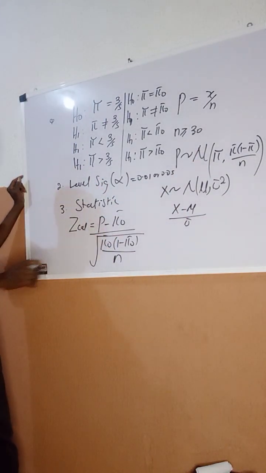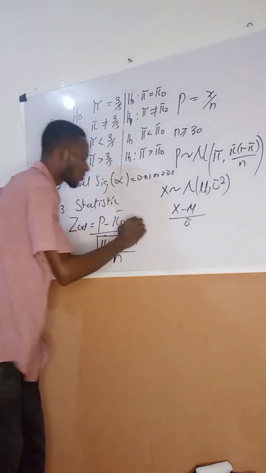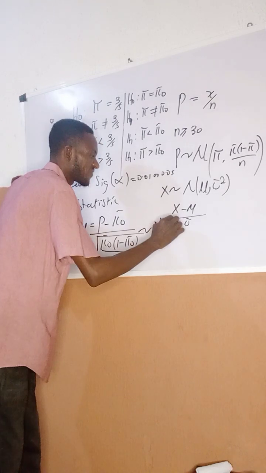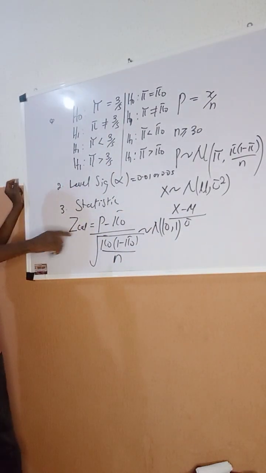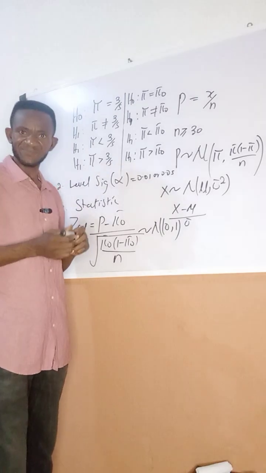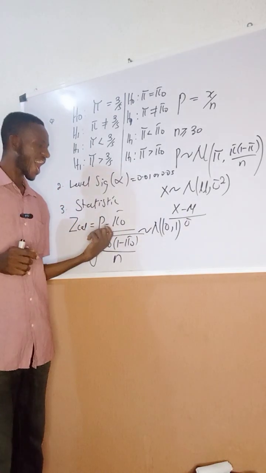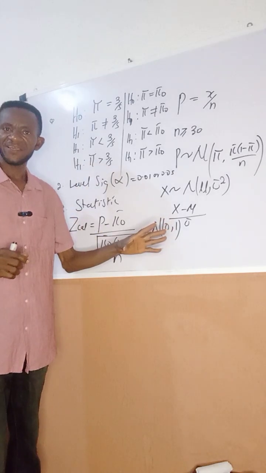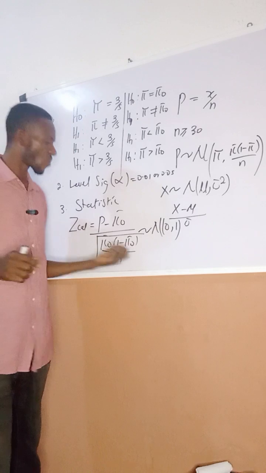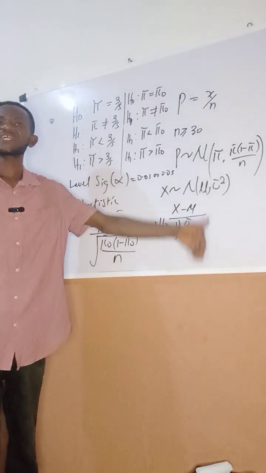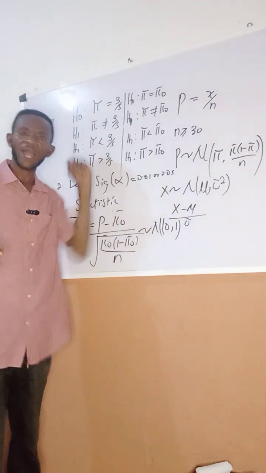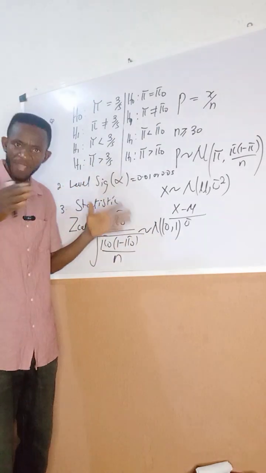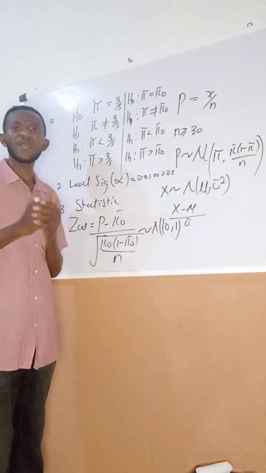So this is now what we call the test statistic, and we are told that it follows a normal distribution with mean 0 and variance 1. This is what we call a test statistic. And of course, this test statistic is a decision maker, in the sense that when its value falls into the critical region, we are going to reject the null hypothesis. But when it falls into the acceptance region, we are going to accept the null hypothesis.